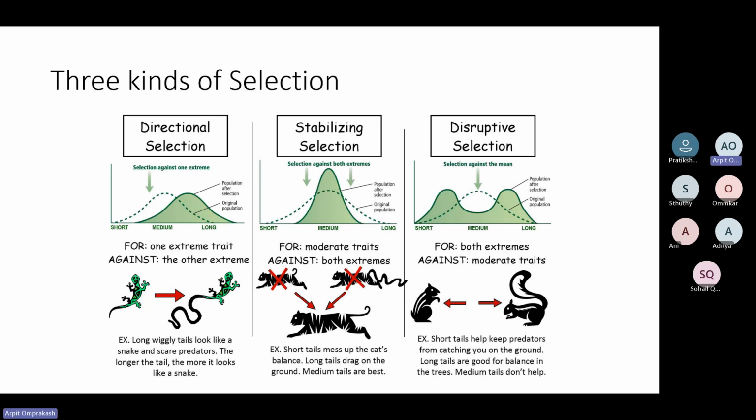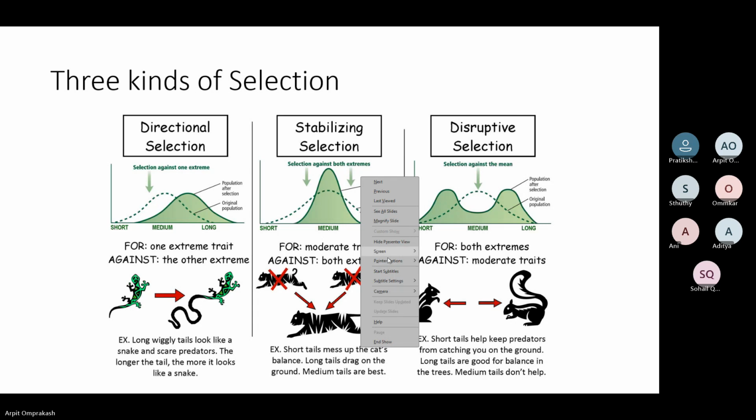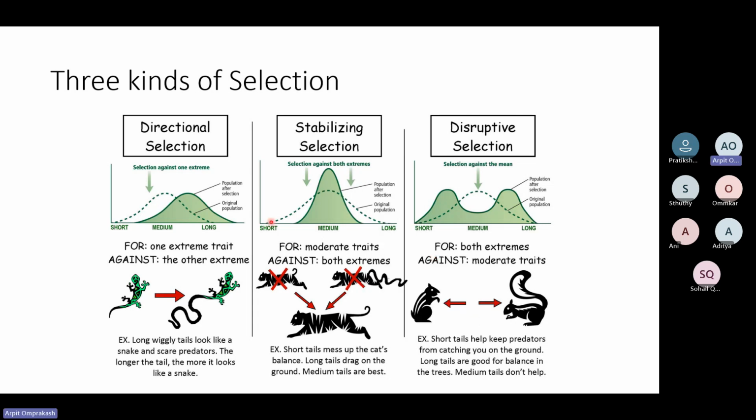The next thing is stabilizing selection, where you have a higher center and both extremes are getting eliminated more and more. So your population was initially like this and it became like this. And disruptive selection is when the middle part is being selected against, and therefore you have two peaks, on either side of the middle part. Right?